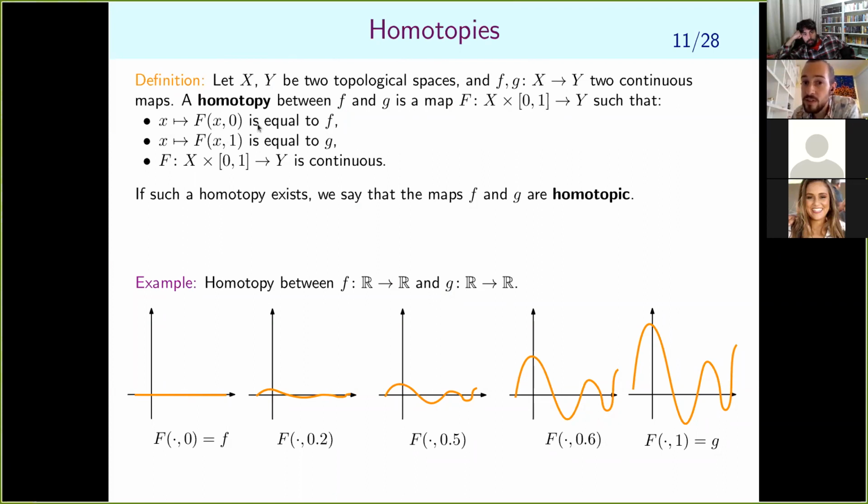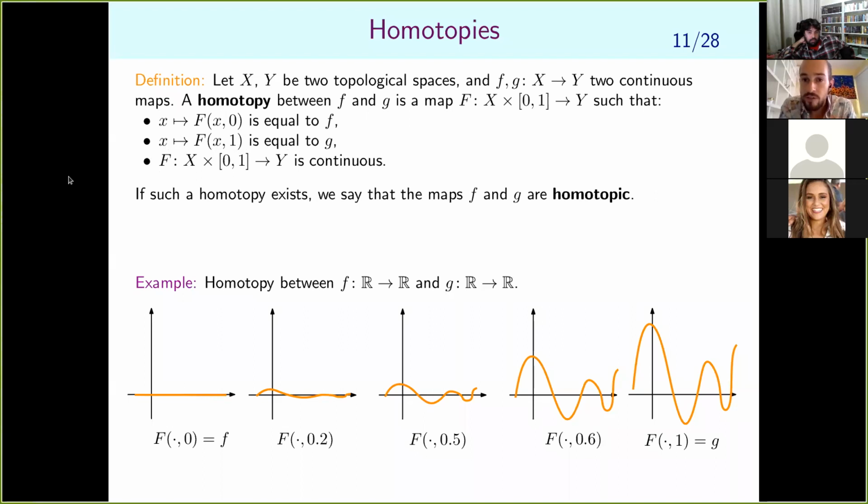Mathematically, a homotopy will be a map big F from X times the interval [0, 1] into Y, such that if I fix the second parameter to 0, I obtain a map with domain X, and I want this map to be equal to F. If I fix the second parameter to 1, I want to obtain G. And moreover, I ask for this map to be continuous on this product.